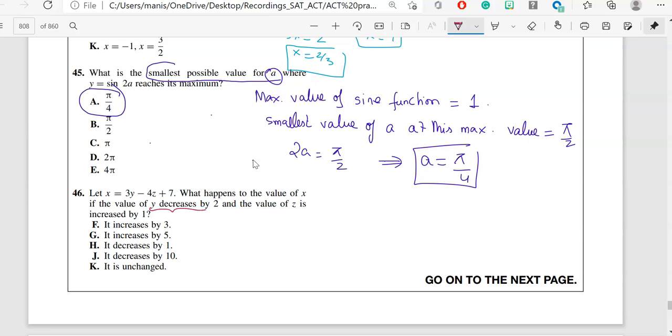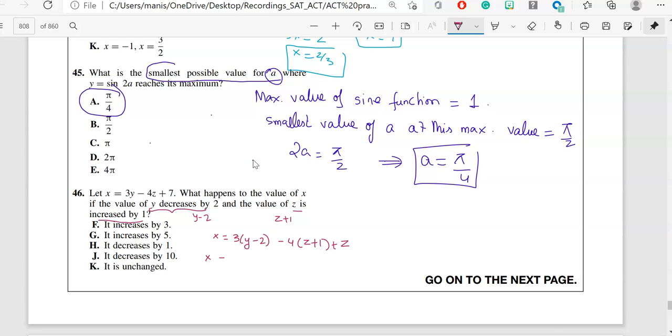Now decreases by 2 means y minus 2. And the value of z is increased by 1 means z plus 1. Okay, so the original equation is x is equal to 3y minus 4z plus 7. So I will replace y by the new value y minus 2, and I will replace z by z plus 1. And let's see what happens.